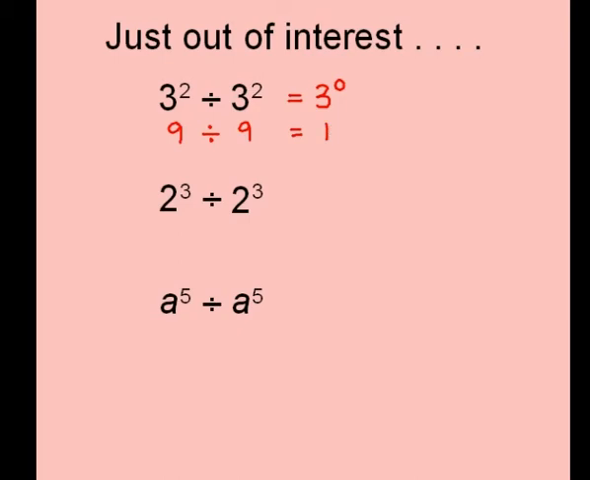In exactly the same way, this one is 2 to the power of 0, and it's also 8 divided by 8, which is 1. So 2 to the power of 0 is also 1. This one is a to the power of 0. For this, I can't work out a numerical value, but I know that anything divided by itself is 1. So this must still be 1. So anything to the power of 0 is 1.